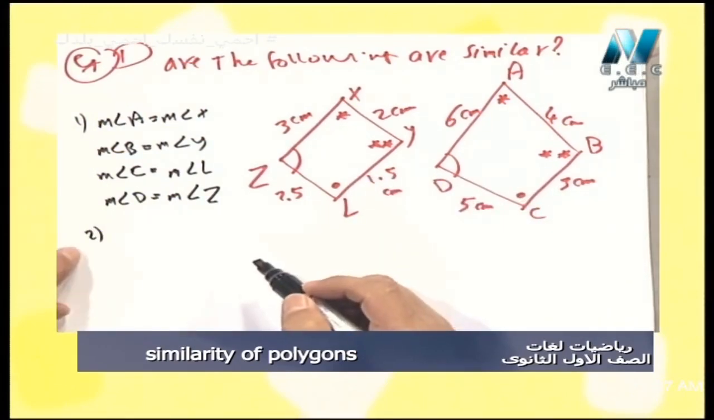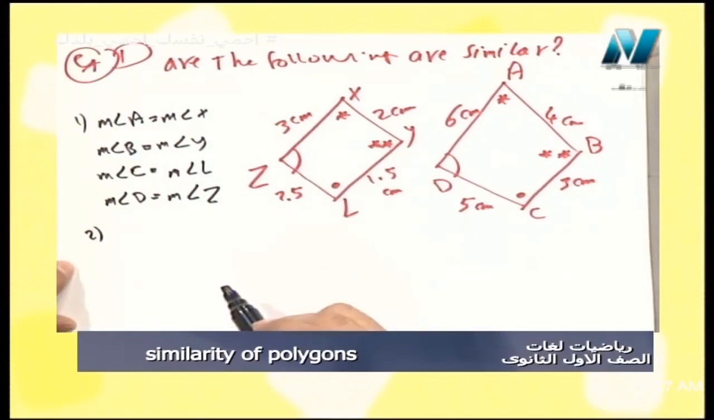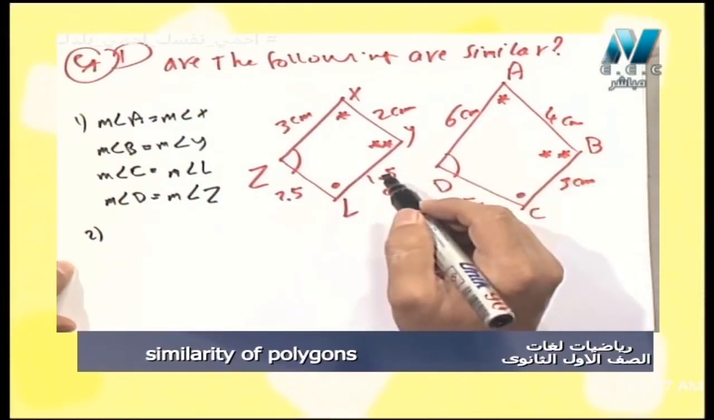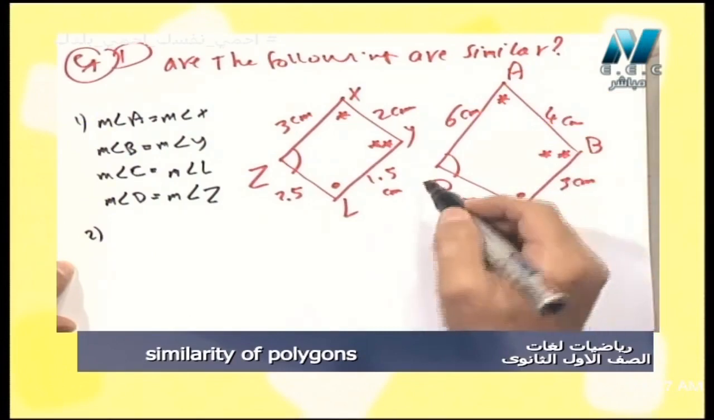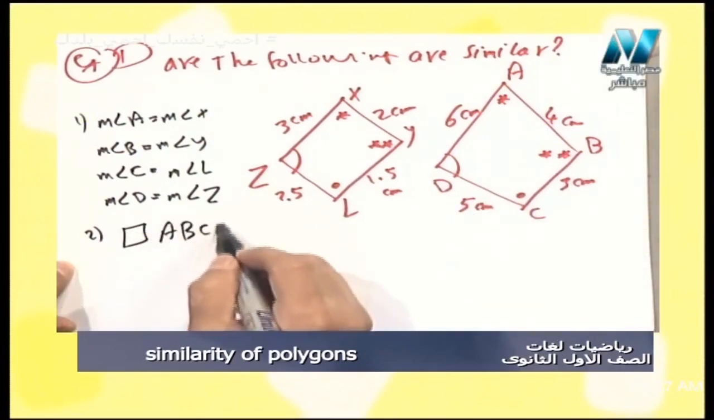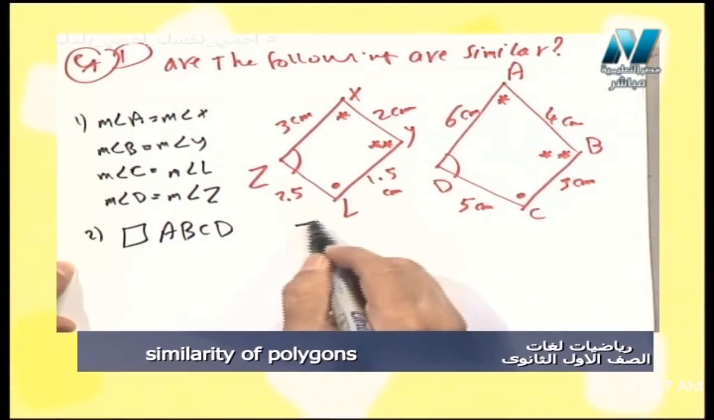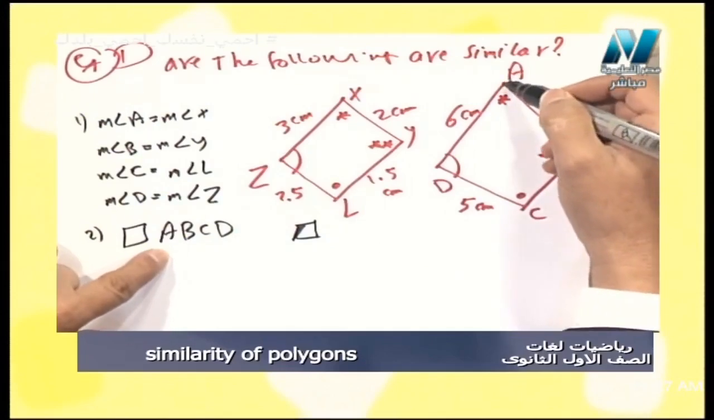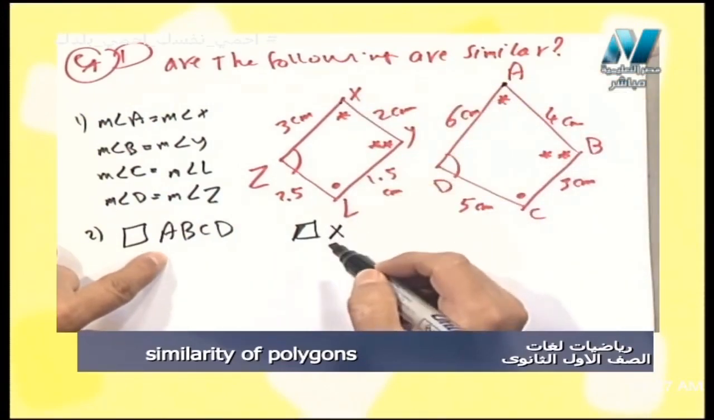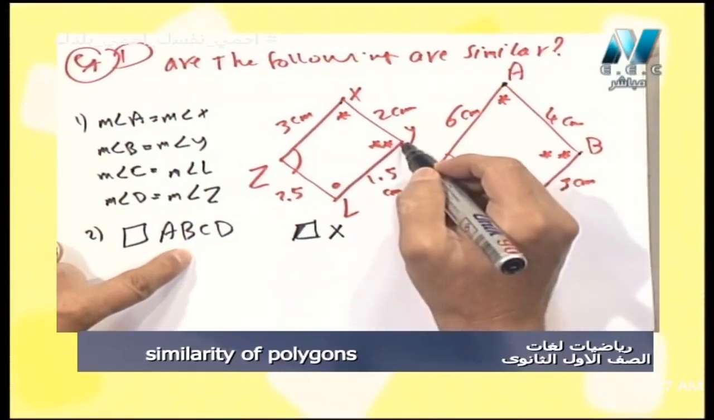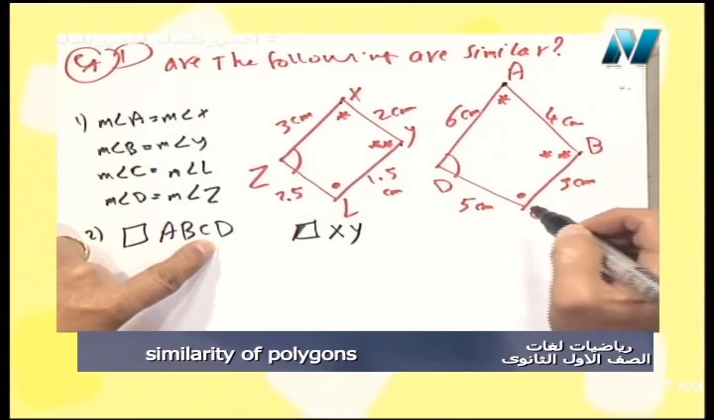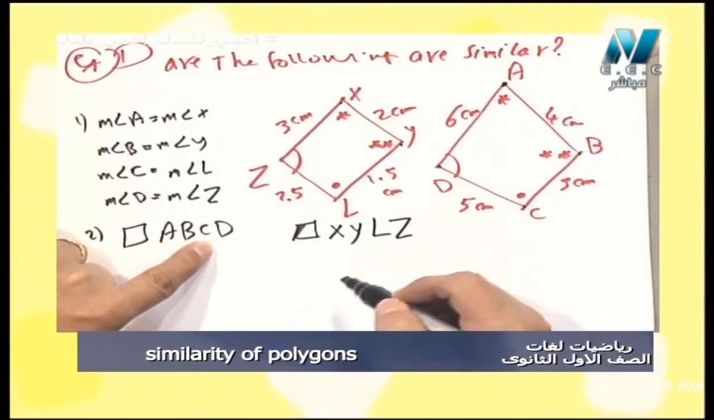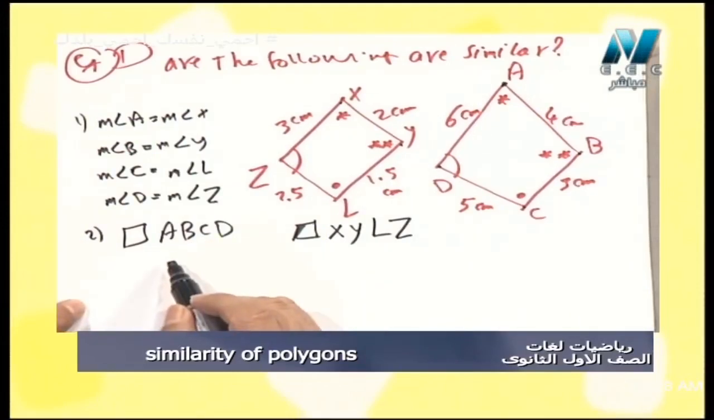Let's investigate the second condition. We will write these two quads by the corresponding vertices. We say the quad A, B, C, D, and the other quad, the corresponding to A here is X, so write X. The corresponding of B, of course, will be Y. The corresponding of C will be L. The corresponding of D will be Z. Okay, and we will investigate the ratios.